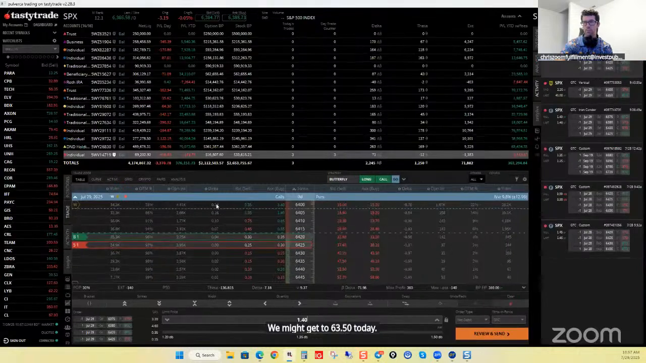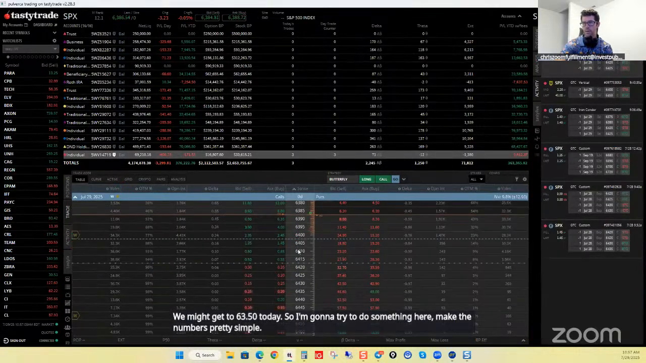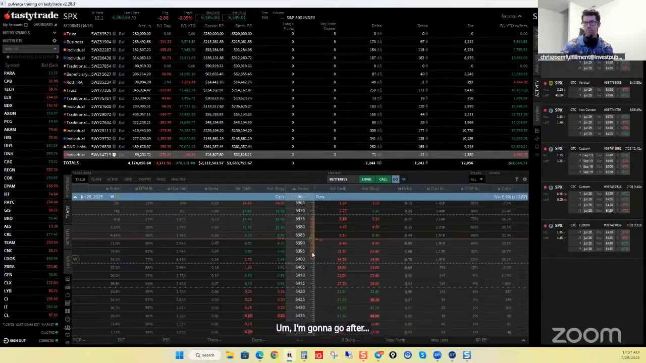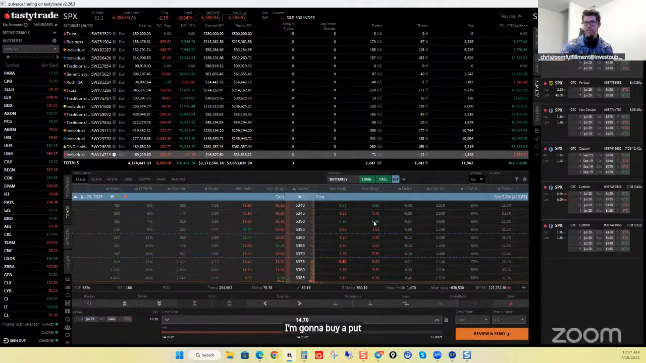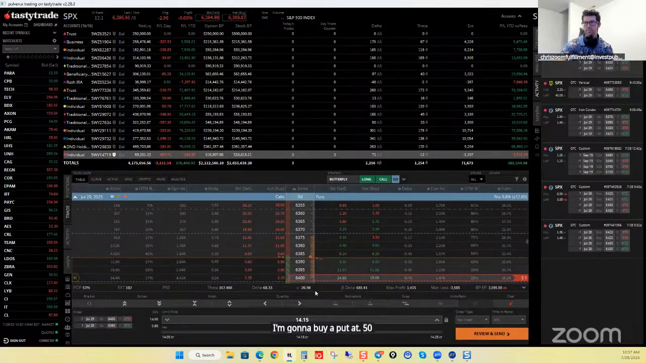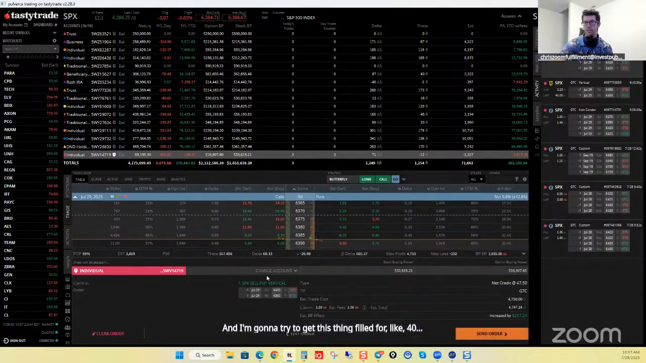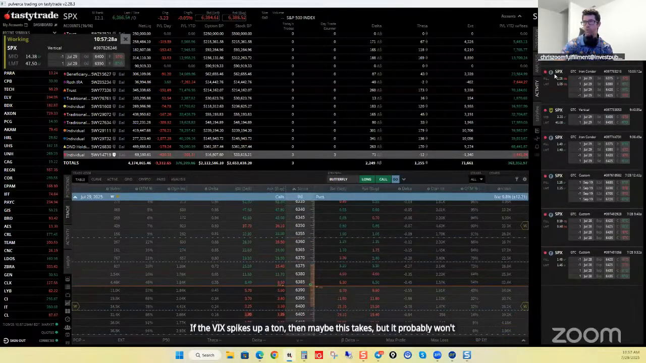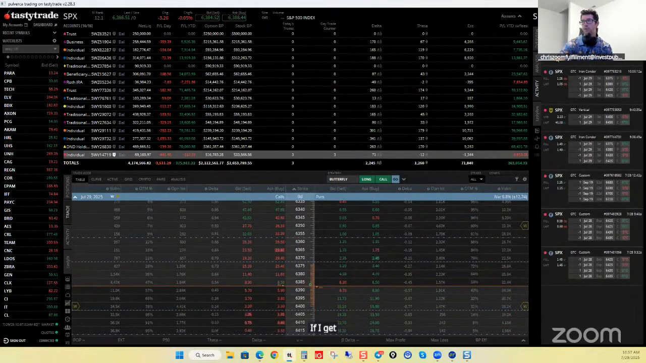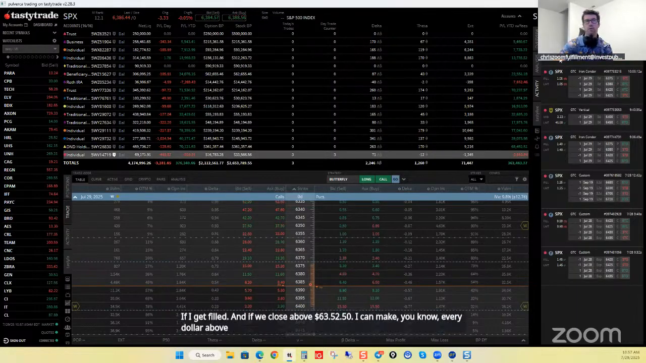So I'm going to try to do something here, keeping the numbers pretty simple. I'm going to sell a put at 64 and buy a put at 50, and I'm going to try to get this filled for 47.50. Again, it's a shot in the dark. If the VIX spikes up a ton, then maybe this takes, but it probably won't. I'm only going to risk $250 in the trade if I get filled. And if we close above 63.52.50, every dollar above that is $100 profit.